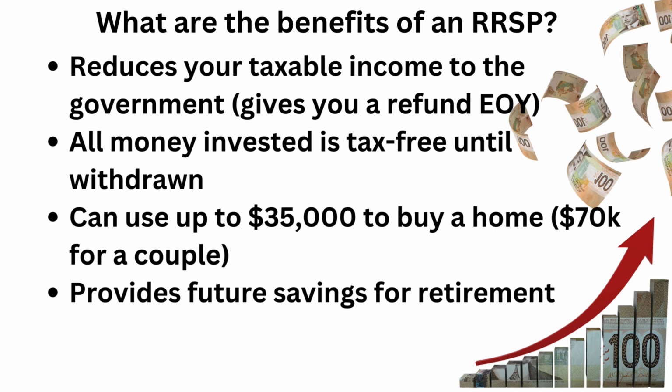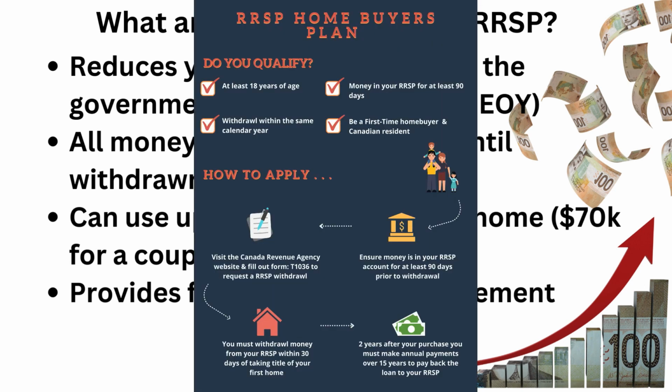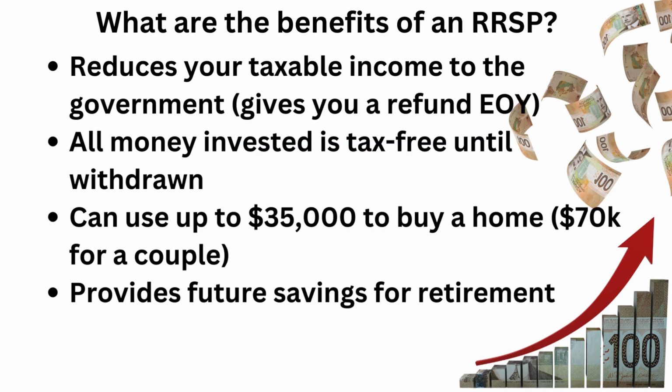So what else can you do with RRSPs? Well, you can actually use $35,000 of it to buy a home. It's called the Home Buyer's Plan, and what they do is they allow you to borrow money out of your RRSPs, up to $35,000, and use that as a down payment to help finance your home. You still have to pay that money back, but you have 15 years to do so. And lastly, an RRSP provides future savings for retirement, which is the intended outcome.